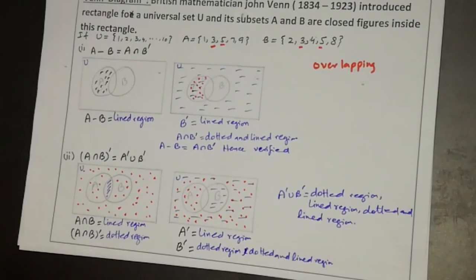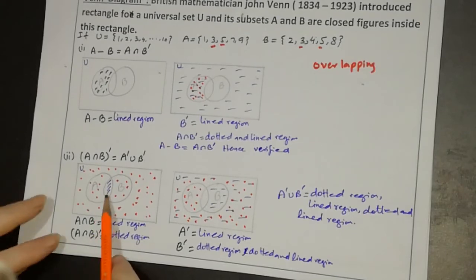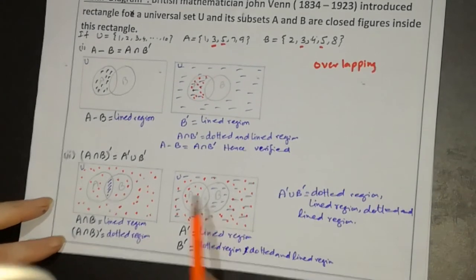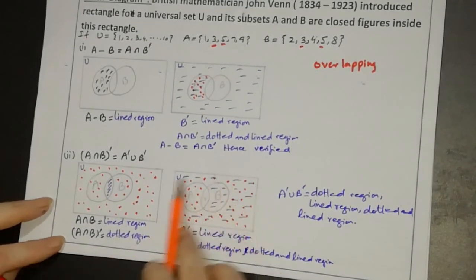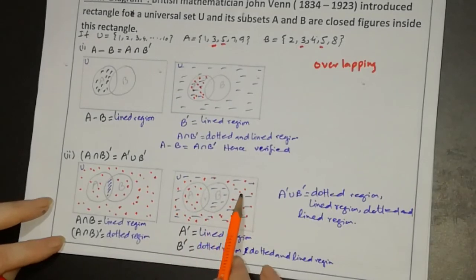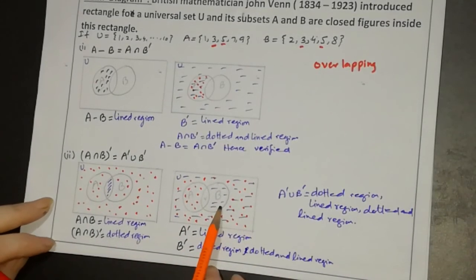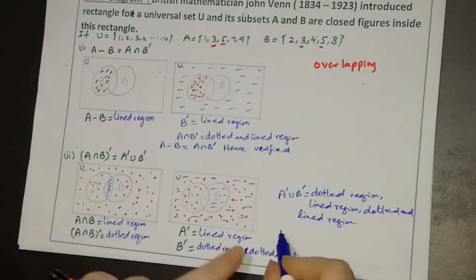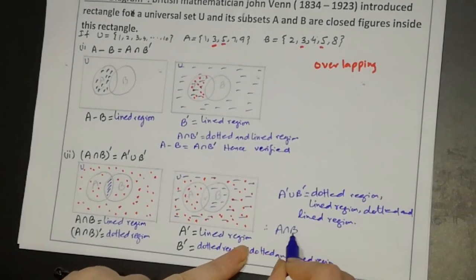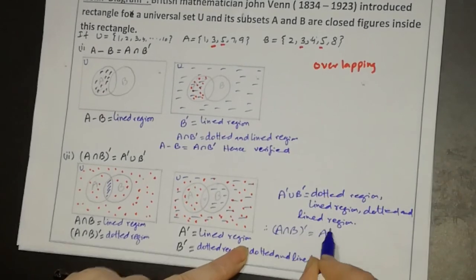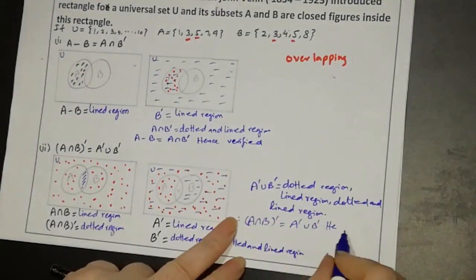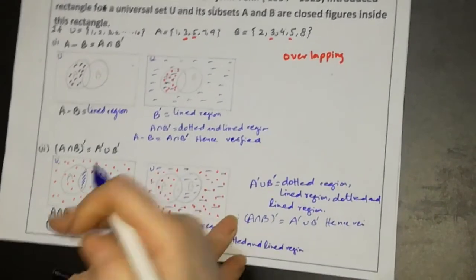Now again you have to compare the portion for your right answer. What is your right answer here? You just leave this space and all these dots are your answer. And here look, you just leave this space and this whole is your answer. This dotted, this lined, dotted and lined. So when you compare the portions, both portions are the same. So we say that A intersection B complement is A complement union B complement, hence verified.